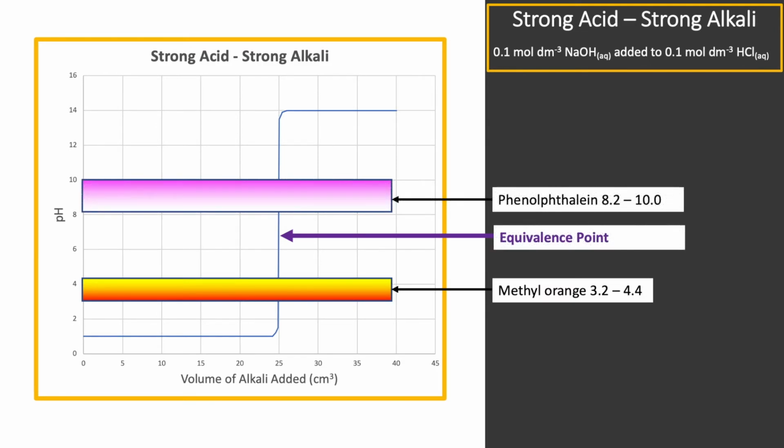So that's our equivalence point there, about pH 7. Those are our two indicators, and you can see that we can use either because they both change colour over the sharp change in pH. So for phenolphthalein, we would titrate just until it becomes pink, because that's the nearest to the equivalence point. For methyl orange, we would titrate until it becomes orange.